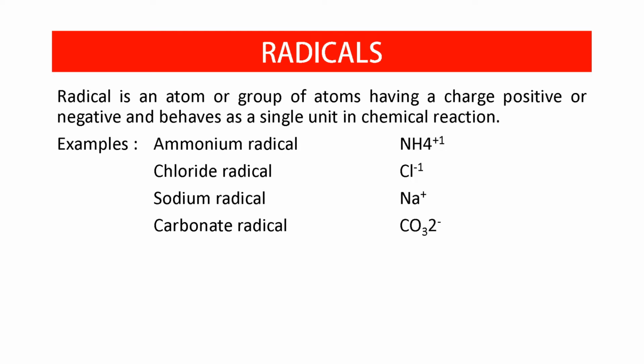Chloride radical Cl minus is a negative radical. Sodium radical Na plus. Carbonate radical CO3 2 minus. So a radical can be positive or negative and behaves as a single unit. These are examples of radicals. So there are two kinds, positive radicals and negative radicals.